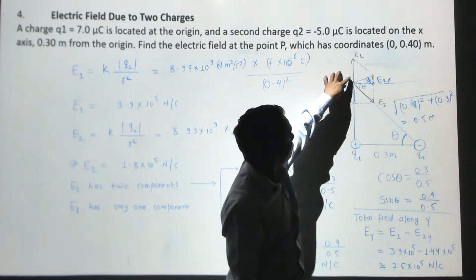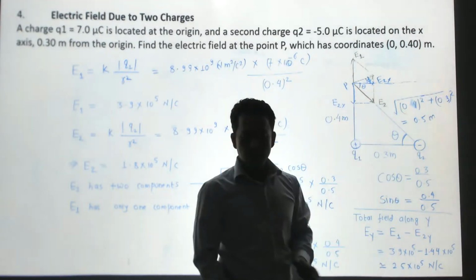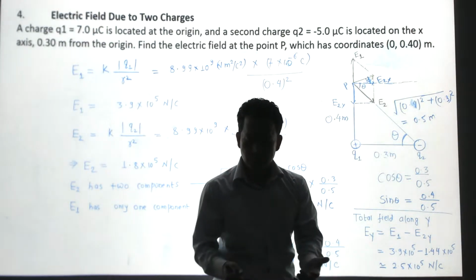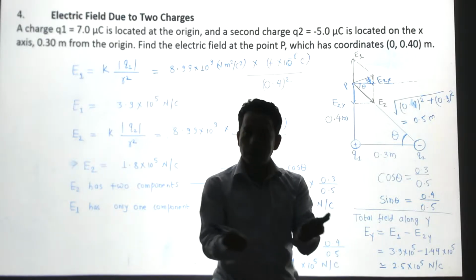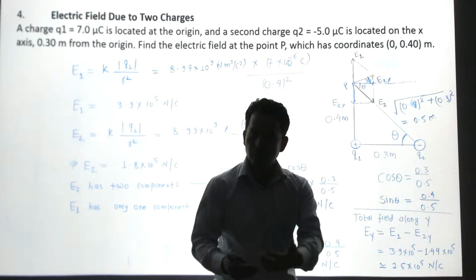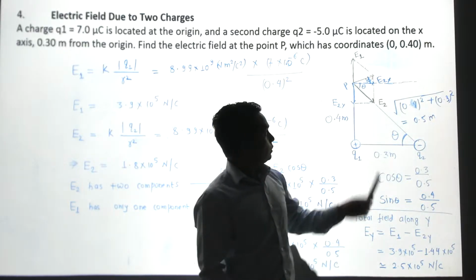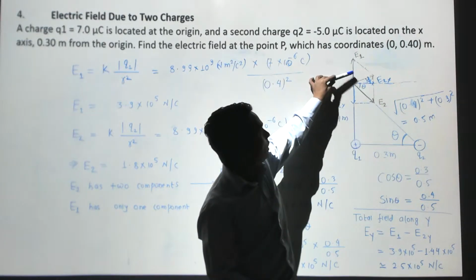So we have the electric field along this direction, and we have the electric field along this direction. Electric field is a vector quantity. So when you have two vectors, you have to find the resultant of the two vectors by using the vector addition approach. The way I will solve this problem is, first I'll find out E1 and E2.